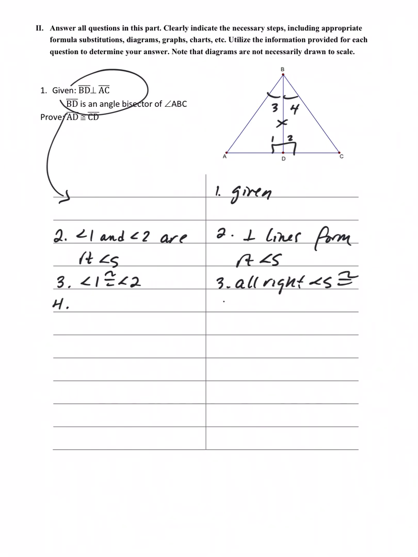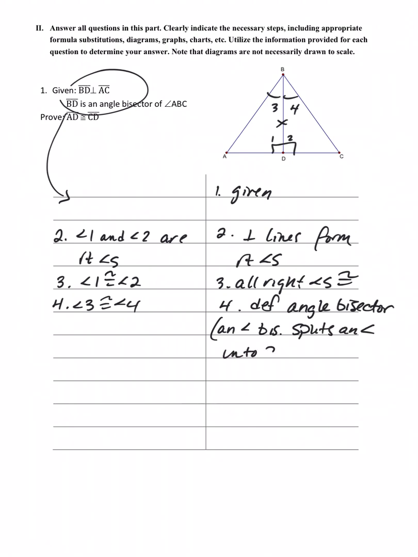Line 4, we're going to put that angle 3 is congruent to angle 4 because of the definition of an angle bisector. You could also put the definition. You could put, if you wanted to, an angle bisector splits an angle into two congruent angles.